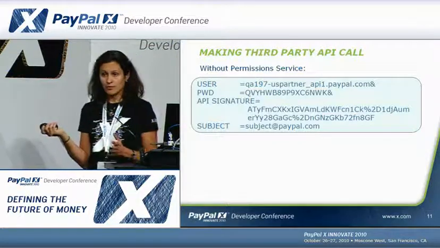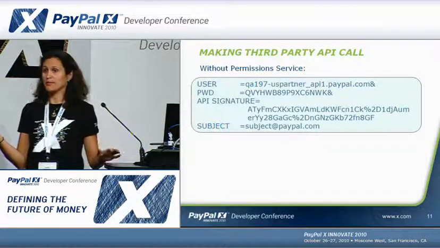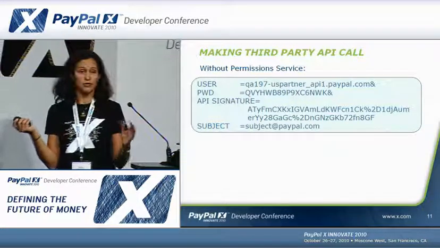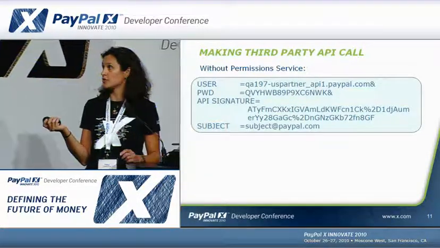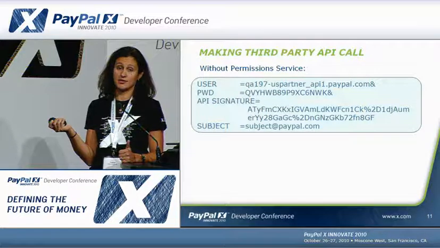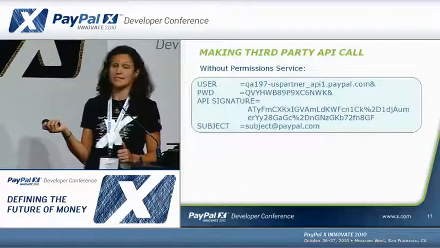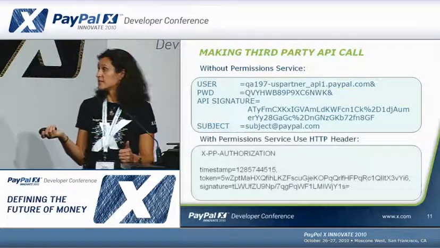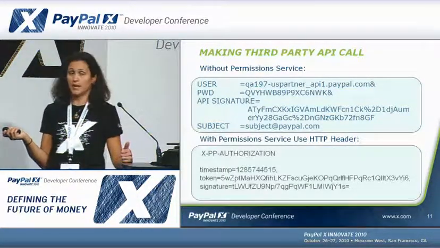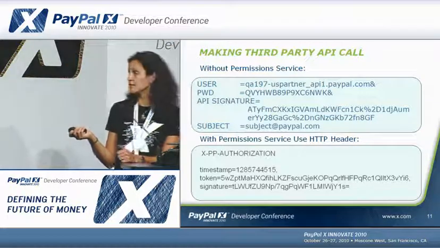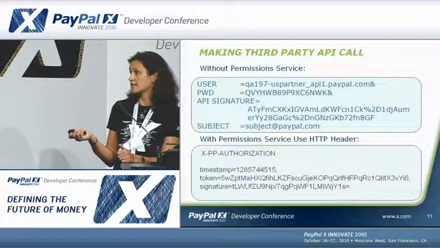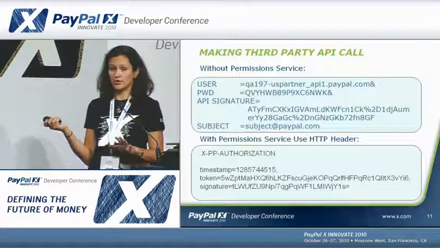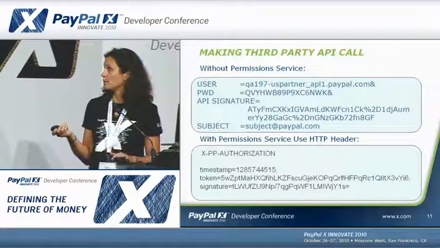Right now, most of you are probably familiar with this setup. In order to make a third-party API call, you usually pass in the user, password, API signature that PayPal generates for you, and a subject. With the permission service, you'll pass one HTTP header called X-PayPal-Authorization, and in that you'll pass the timestamp, token and signature. And that's all you need to pass to make a third-party call.